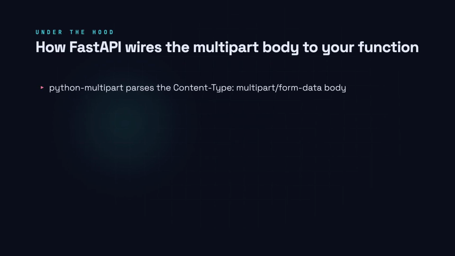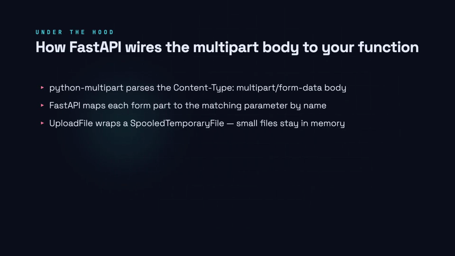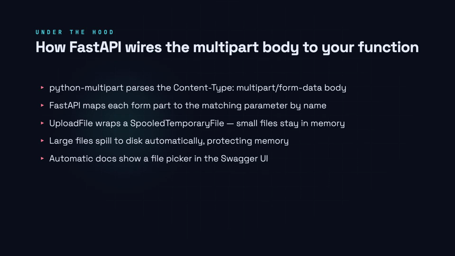When a request arrives with a multipart form body, python-multipart does the boundary splitting and header decoding work. FastAPI then matches each parsed part to your function parameter by name. UploadFile wraps Python's spooled temporary file, which keeps small uploads in memory for speed, but automatically spills to a temporary disk file once a size threshold is crossed. So you get memory safety without any extra code. As a bonus, FastAPI's generated Swagger UI automatically renders a file picker input for any UploadFile parameter.